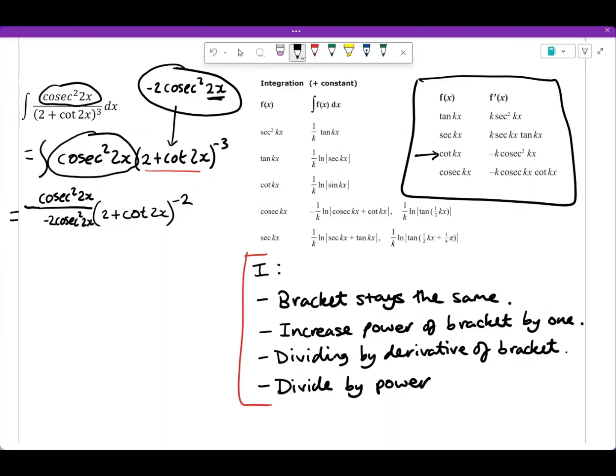However, my other step that I have to do is to divide by the power. So I'm going to divide by negative 2. So we'd have a negative 2 multiplying into my denominator. And then, of course, we've got plus c.